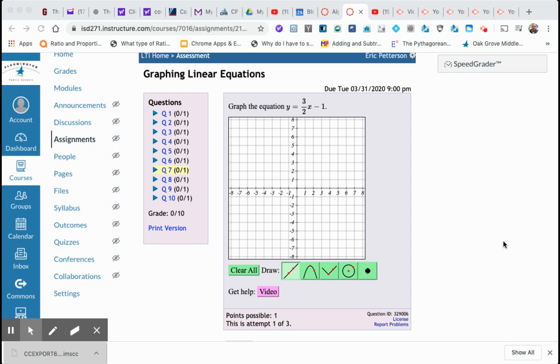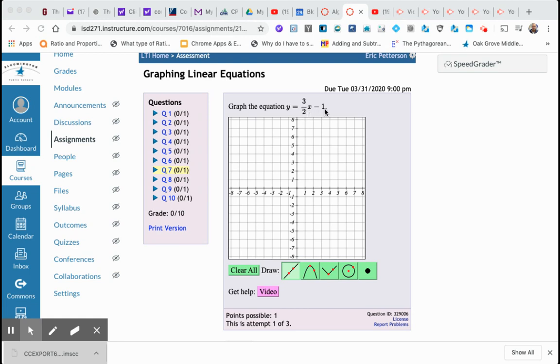Hey everyone, this is going to be a video to help you with your second type of problem on the assignment, graphing linear equations. On these problems, what you're going to have to do is graph a line from an equation. The equation I'm going to graph first is y is equal to 3/2 x minus 1.